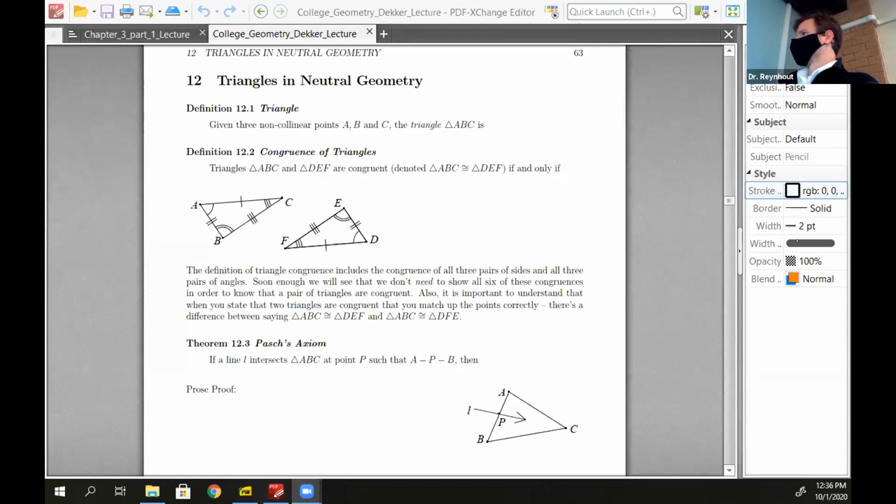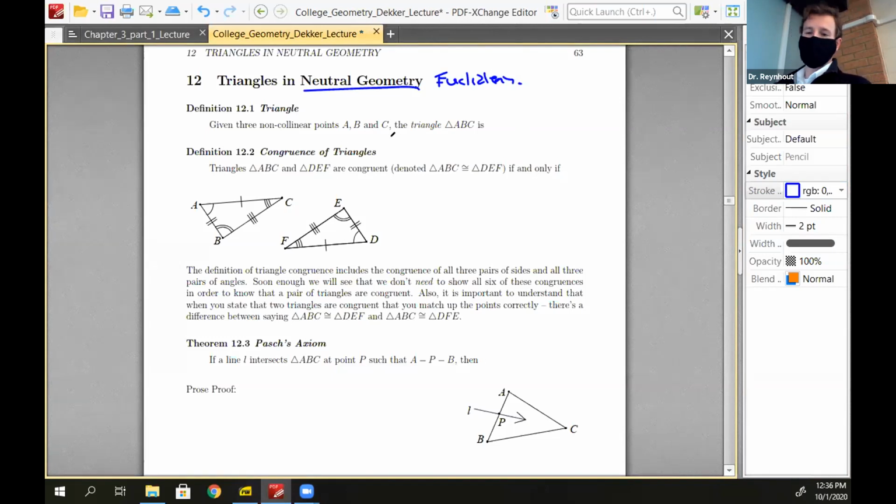Let's see. So section 12 is triangles in neutral geometry. And when we talk about neutral geometry, what we're referring to here is just Euclidean, which is where we're working right now. We'll take a look at how things change a little bit later. But start off with the definition.